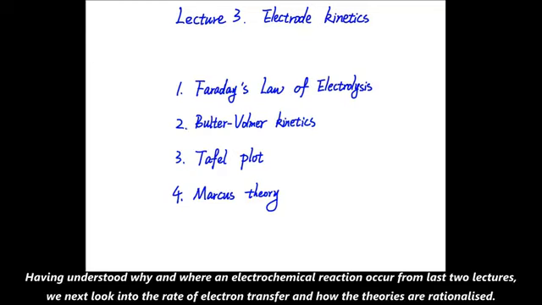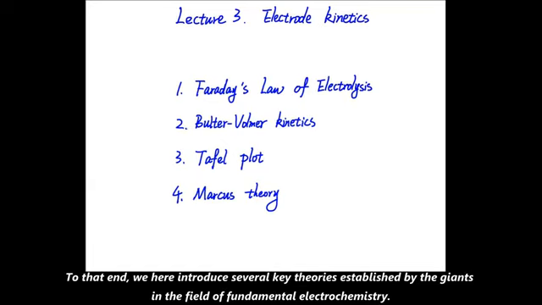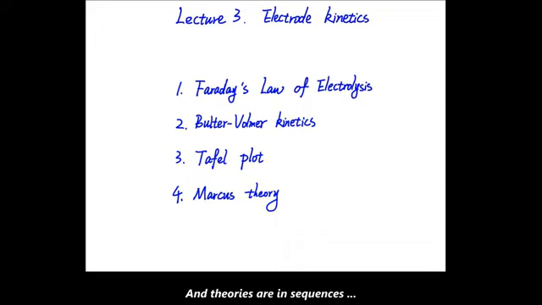Having understood why and where an electrochemical reaction occurs from the last two lectures, we next look into the rate of electron transfer and how the theories are rationalized. To that end, we introduce several key theories established by the giants in the field of fundamental electrochemistry. In sequence, the theories are: Faraday's law of electrolysis, Butler-Volmer kinetics, Tafel plot or Tafel relation, and the last is Marcus theory.